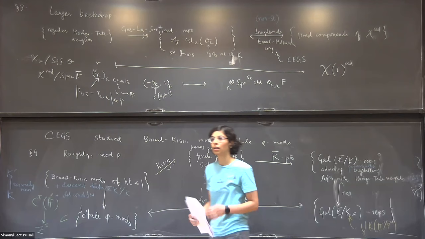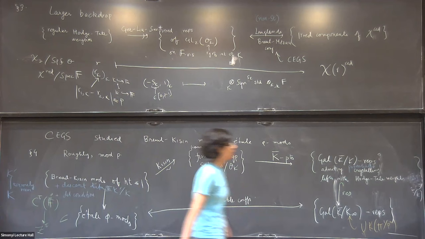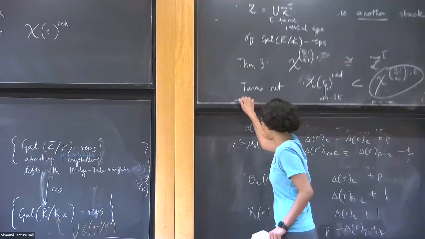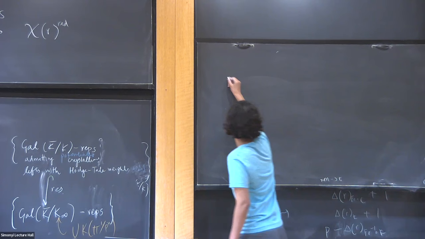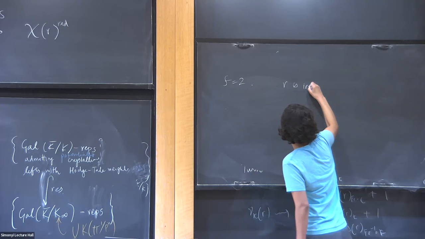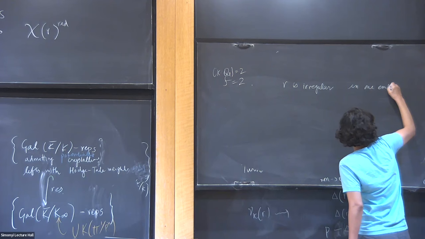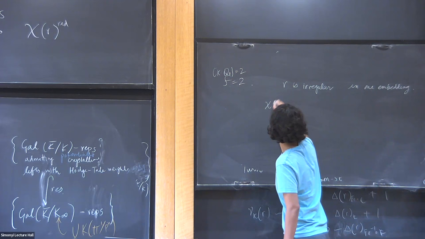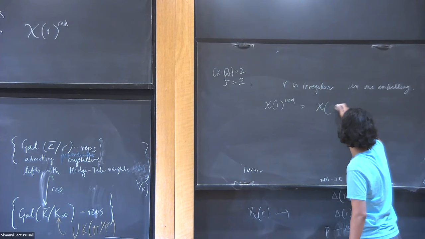So do you know anything at all other than theorem 1 about the geometry of the stack XR reduced? I mean, except for its inclusion, I can say a couple of things, but it's really still a study of the finite type points. So for instance, in the F equals 2 setting, let's say R is irregular in one embedding, so it's regular in the other. Then what you can show is that XR reduced is the reduced intersection. So it's always the study at the level of finite type points. And I can say more about why that is necessary.